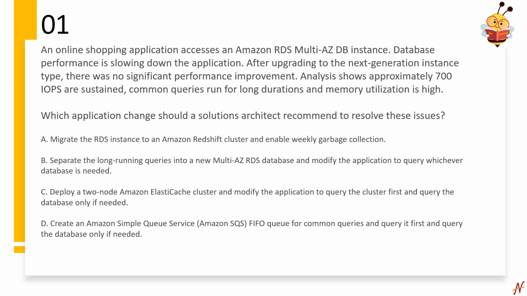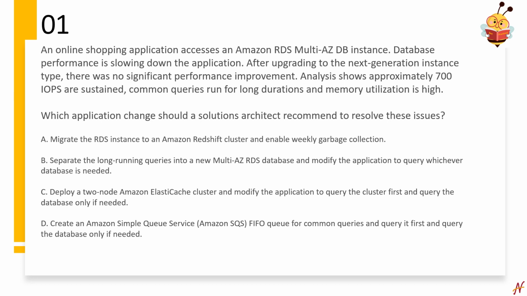It states: an online shopping application accesses an Amazon RDS Multi-AZ DB instance, and database performance is slowing down the application. After upgrading to the next generation instance type, there was no significant performance improvement. Analysis shows approximately 700 IOPS are sustained, common queries are run for long durations, and memory utilization is high. Now, which application change should a solutions architect recommend to resolve these types of issues?